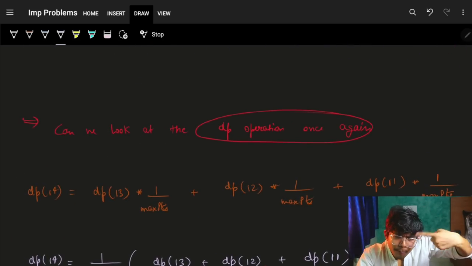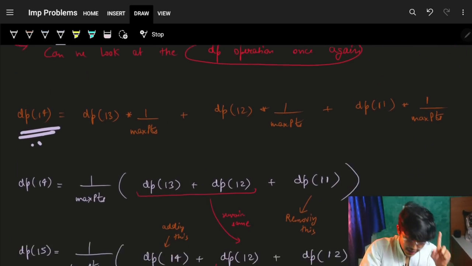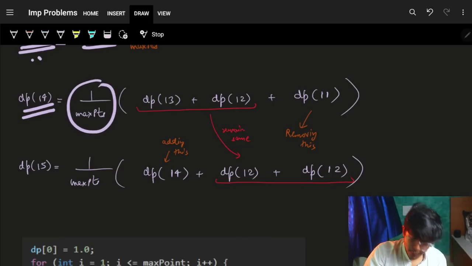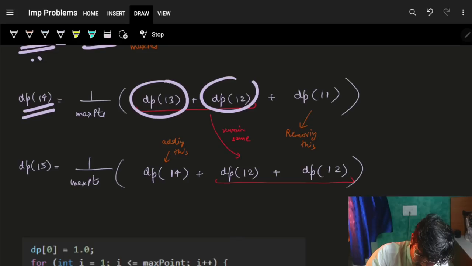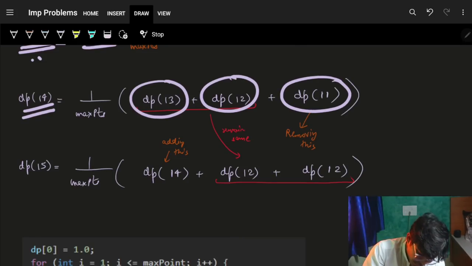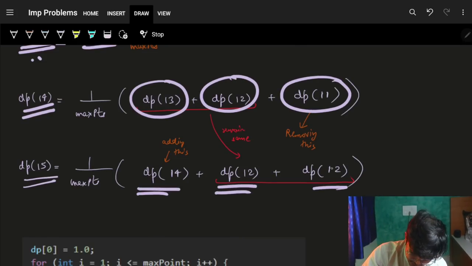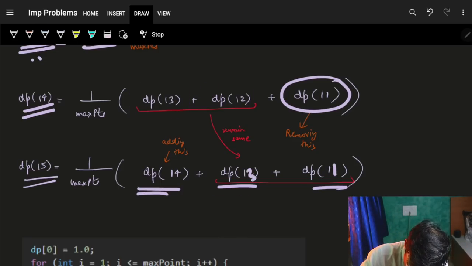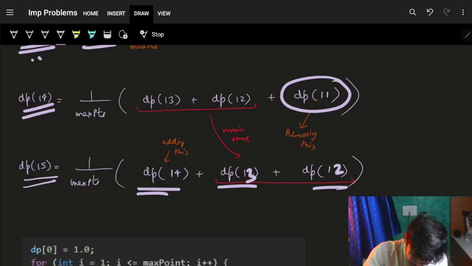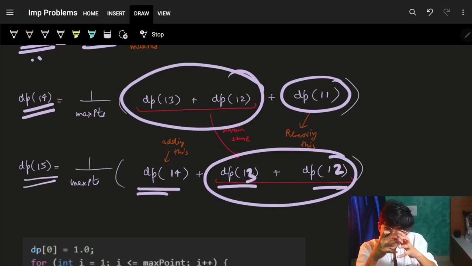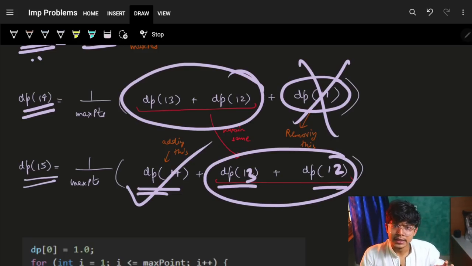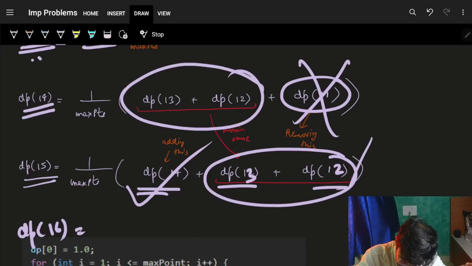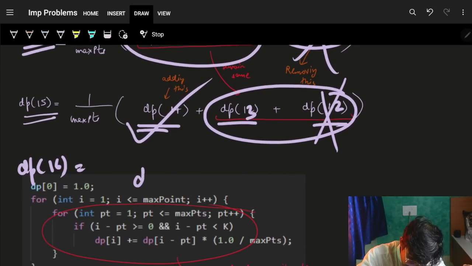How? If we go back and look at our DP of 14 again, it was DP of 13, 12 and 11, which I can write with 1 upon max points pulled out. If I try to find DP of 15, it will be DP of 14, 13 and 12. You will see that two of these remain the same. Only one part got removed and one part got added. As you go on to DP of 16, the last one gets removed and DP of 15 gets added.